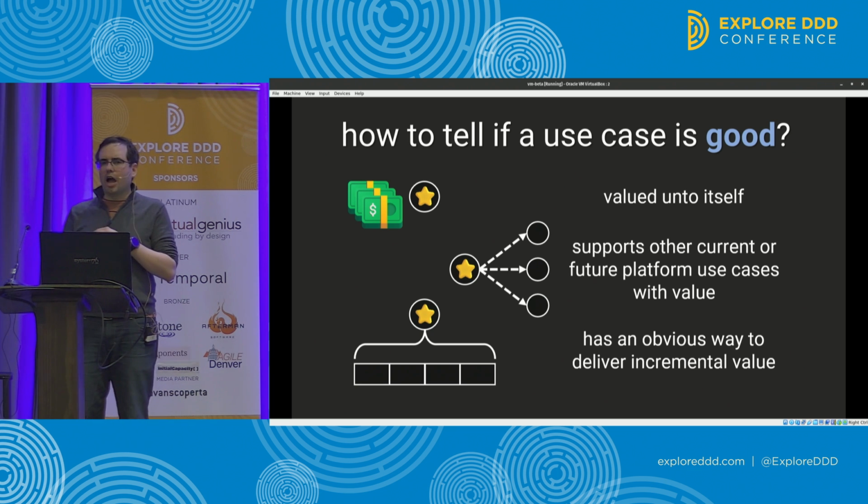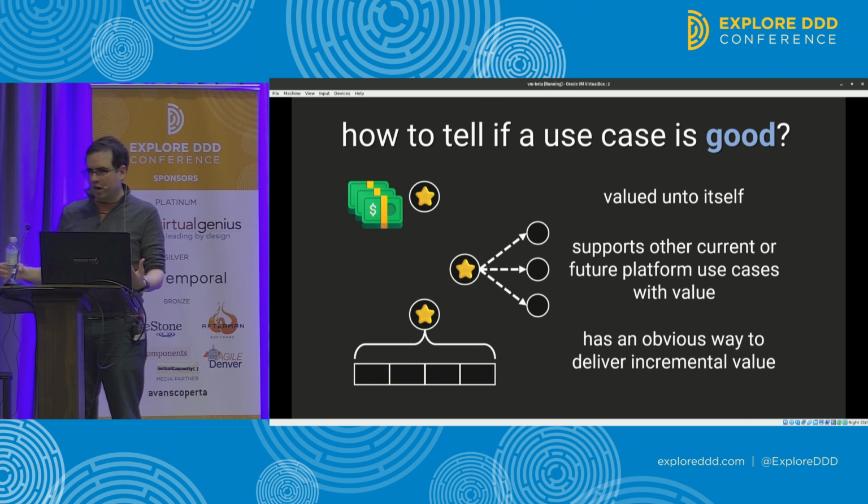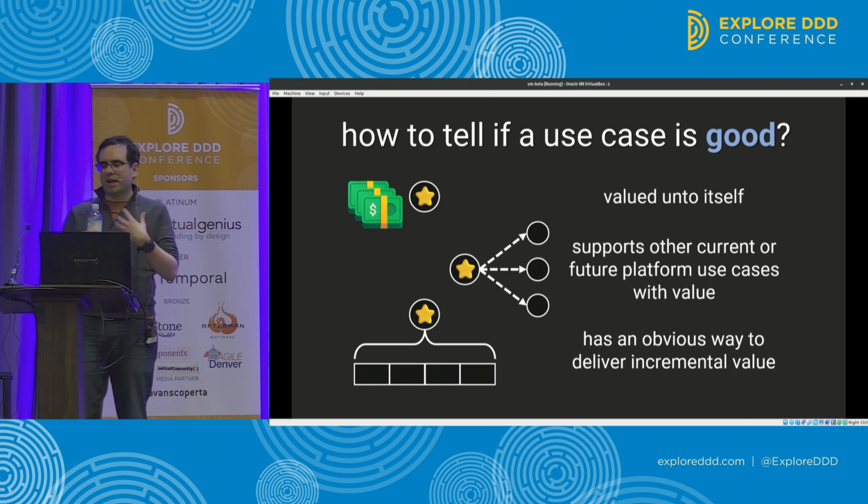If you say, I'm working on the XYZ authorization service, and they have no idea how it has anything to do with the business, that's a little harder to convince people that the domain-driven design is going to add value unto itself in that specific use case.